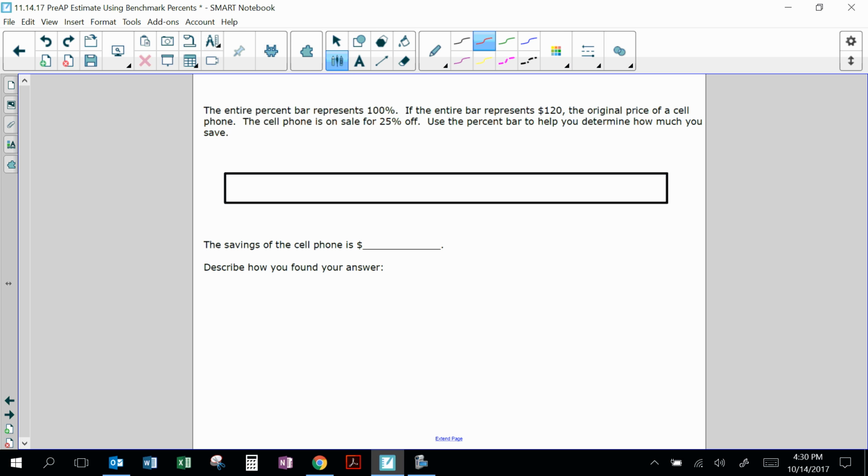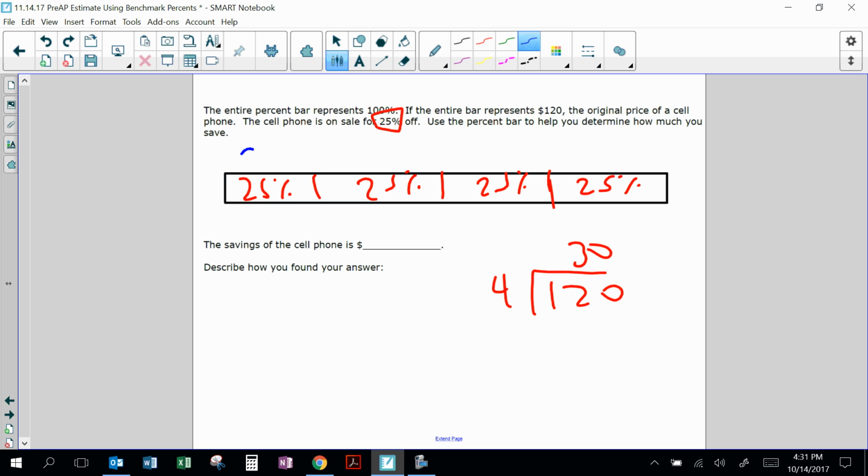Here's another way you may like. Well, it's 25% off. If this is a bar, could I break this into fourths? So each section would be 25% instead. If I have $120 and I break it into four equal sections, that means every 25% is $30. So the savings is $30. That's how I decided to do it, because I know 25% of $120 is finding a fourth of $120, which is $30.